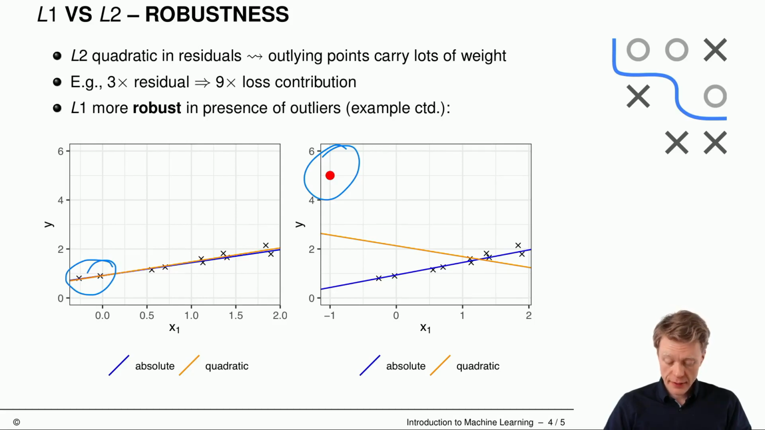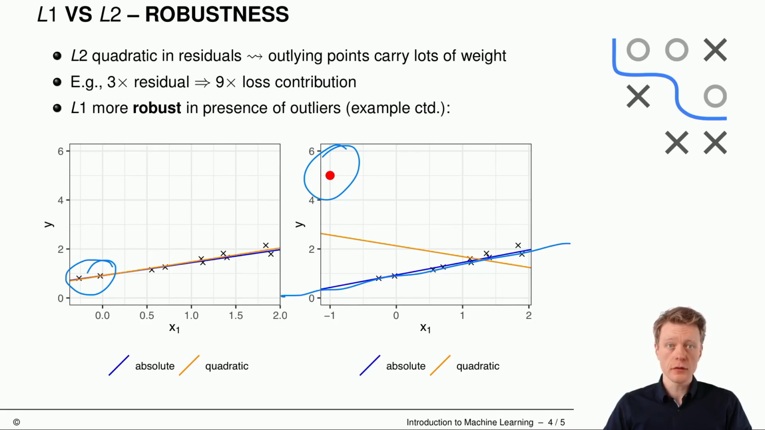And you can see that the blue line, so the line resulting from the L1 loss, is really more or less the same as before. This doesn't change. But the line for the L2 loss, so the orange line, is very different. So that one here. So the L1 loss is more robust than the L2 loss.